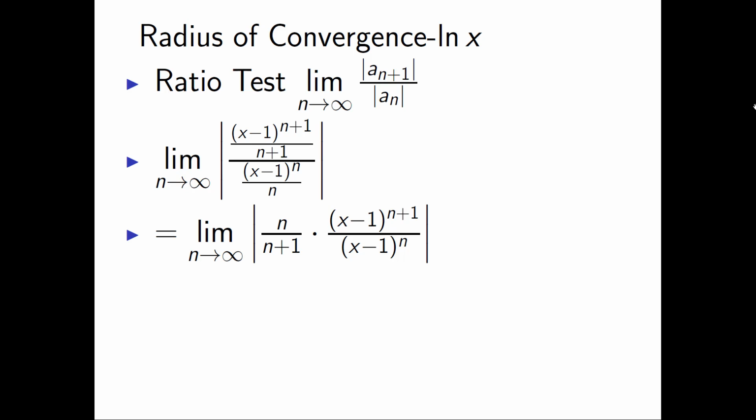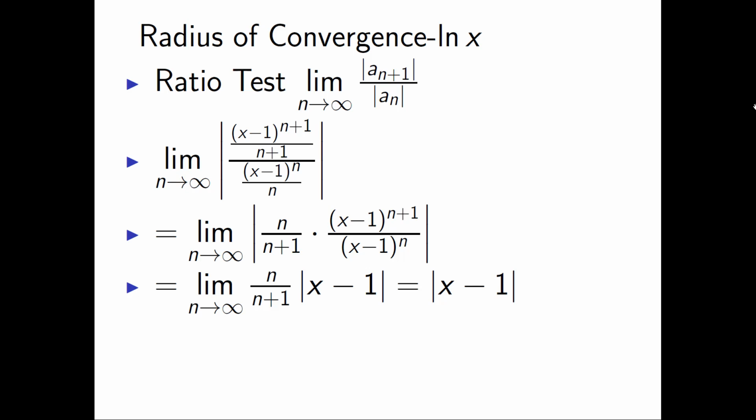And so we have x minus 1 to the n plus 1 and x minus 1 to the n, which hopefully you're familiar with. The n's just sort of cancel, and we're just left with an x minus 1 in the numerator. We can also take the n over n plus 1 outside the absolute value signs because they're all positive, and then we can see that the limit here, this limit as n goes to infinity of n over n plus 1 is just 1. So if this piece is going to 1, all we're left with is the absolute value of x minus 1. And remember, we're interested in when that is less than 1.